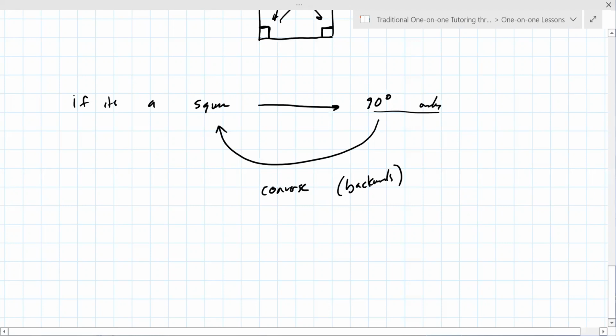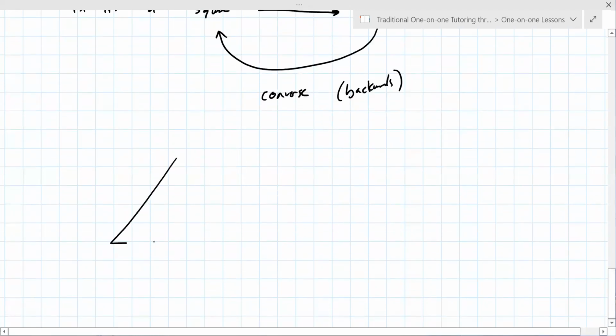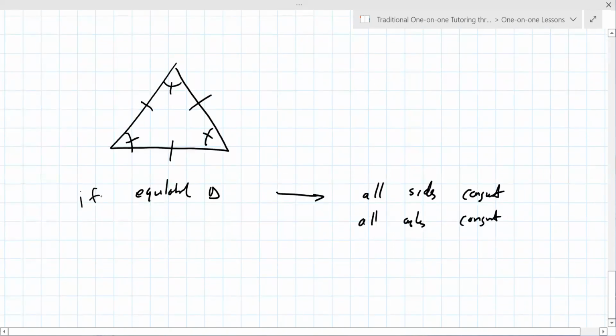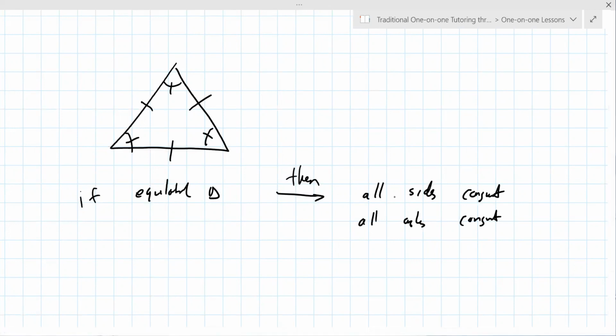Let me give you a simpler example. This is an equilateral triangle. What does that mean if it's an equilateral triangle? All the sides are the same, all sides are congruent. What about the angles? They all add up to 180, and all angles are congruent. So if it's an equilateral triangle, then you get all that stuff on the right.